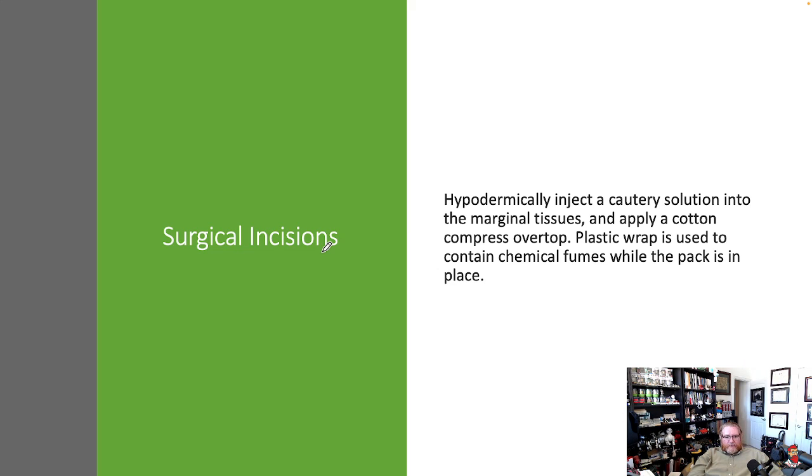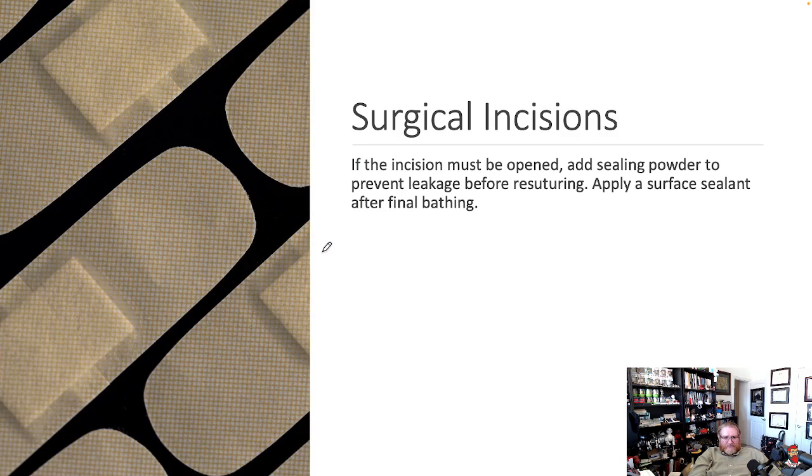Hypodermically inject a cautery solution into marginal tissues. Apply a cotton compress over top, and then plastic wrap is used to contain chemical fumes while the pack is in place. So the moral of the story is, because these are dangerous, they may be infected. One, treat the edges with a cautery agent, then put a compress of cautery agent over the top of it, and then cover that with plastic because fumes can be nasty.